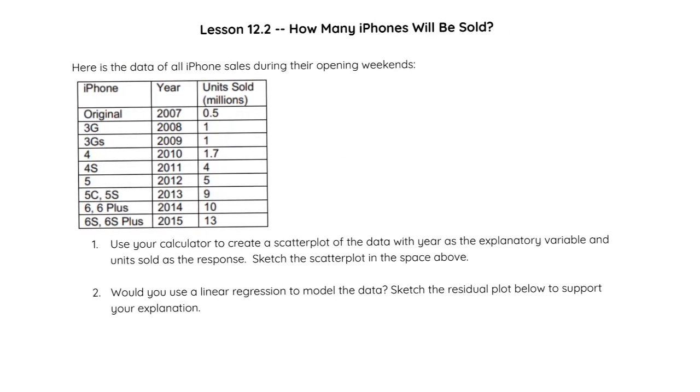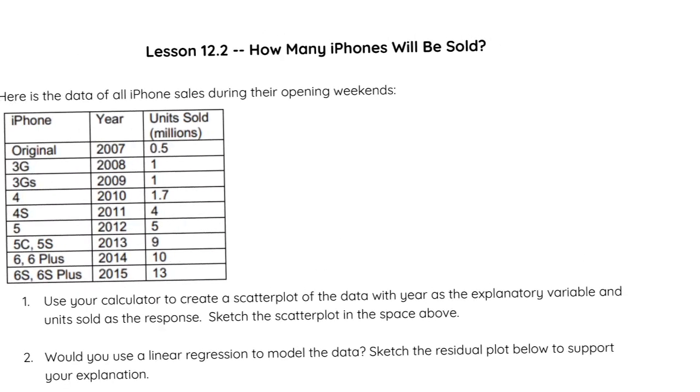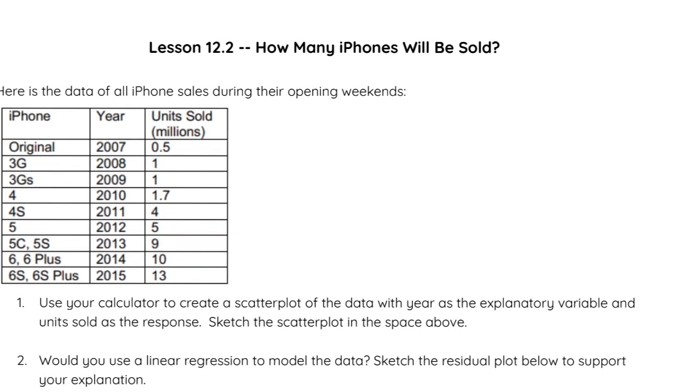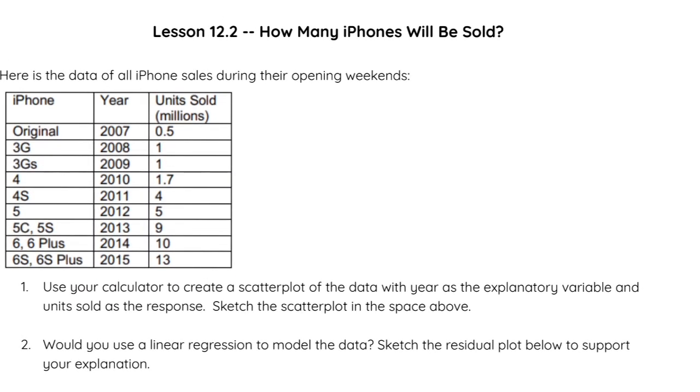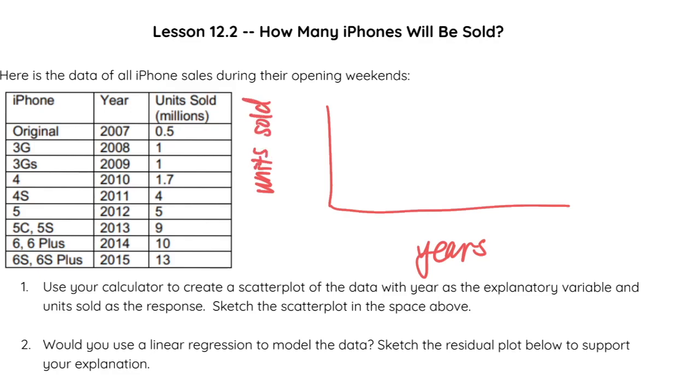Use a calculator to create a scatter plot of the data with the year as an explanatory variable and units sold as a response. Sketch the scatter plot above. So I'm going to draw out. We have years on the bottom and units sold in millions. And I'm going to show you on the calculator how I'm going to do this.